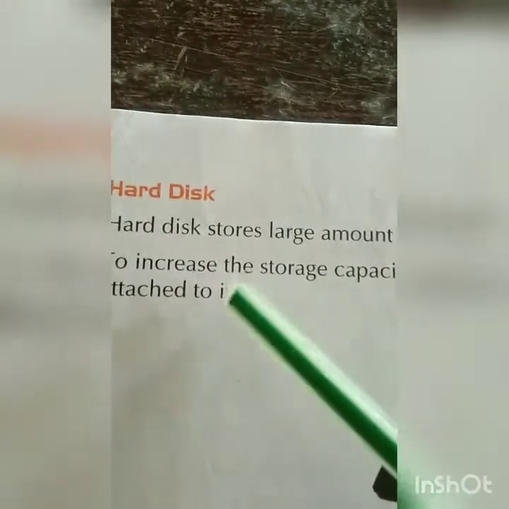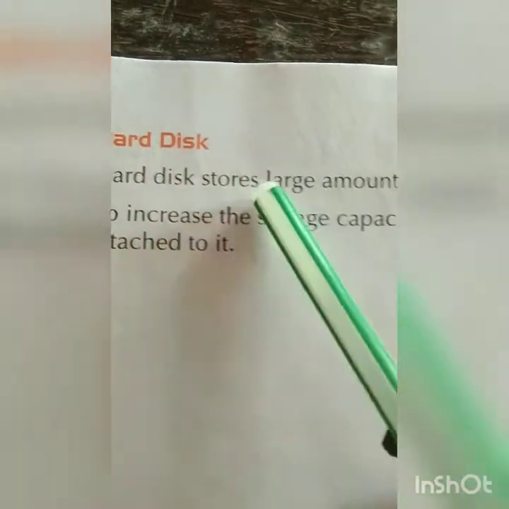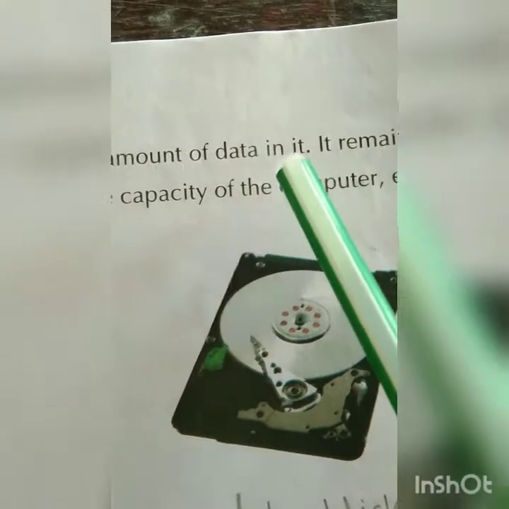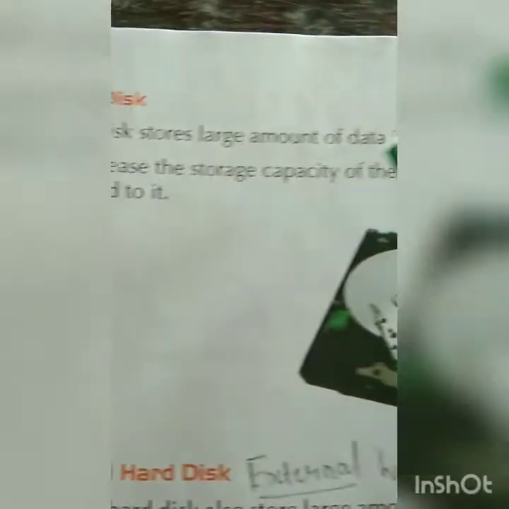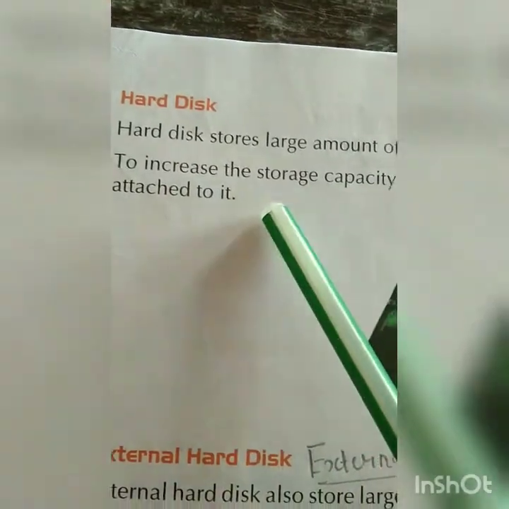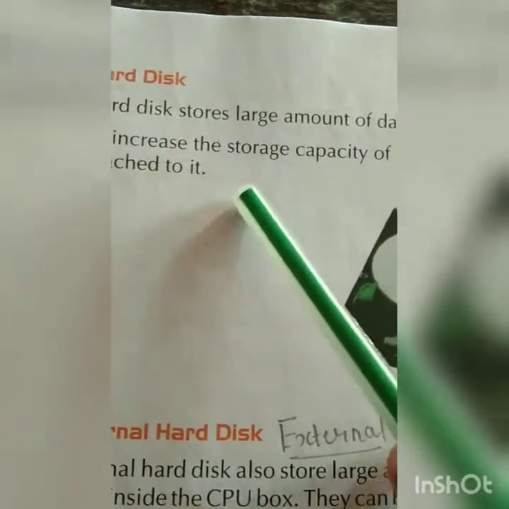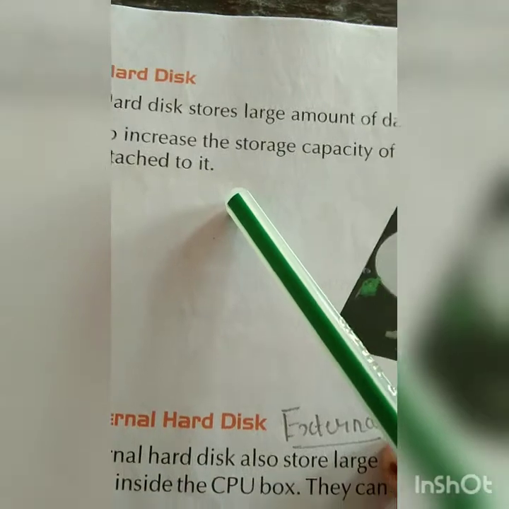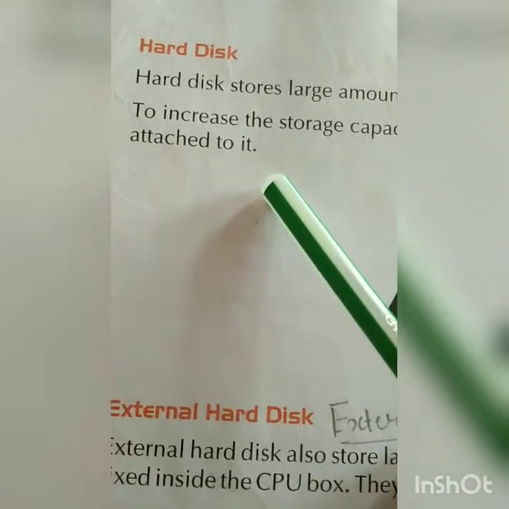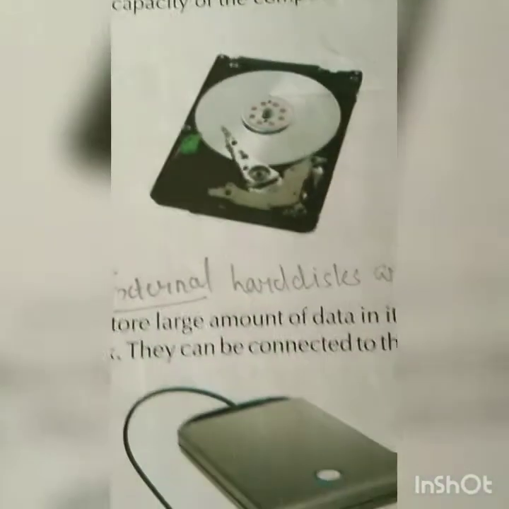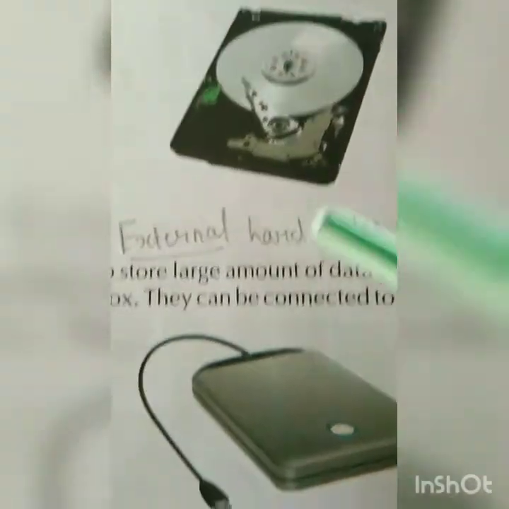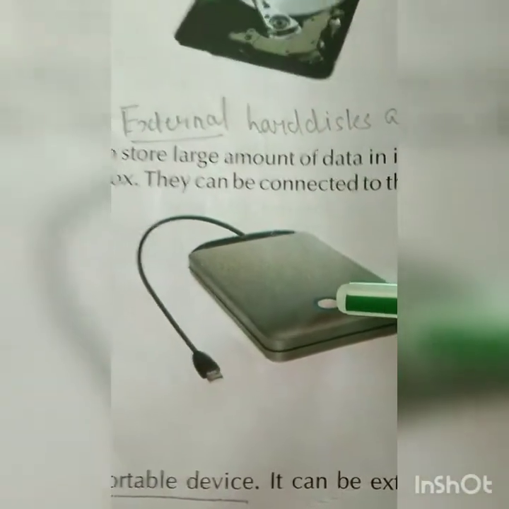First of all, we will learn about the hard disk. Hard disk storage stores a large amount of data because it is already fixed in the CPU box. To increase the storage capacity of the computer, an external hard disk can be attached to it. If you want to store more data, you can add an external hard disk. This is the picture of the hard disk fixed in the CPU, and this is the picture of an external hard disk.